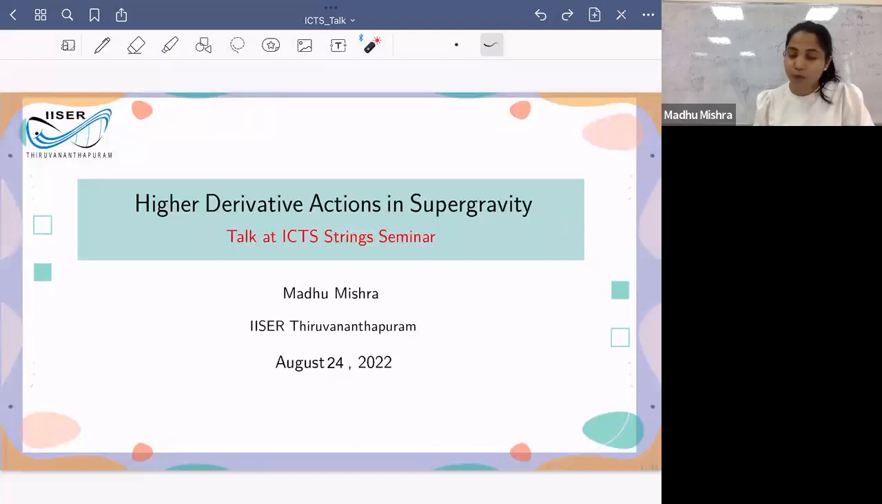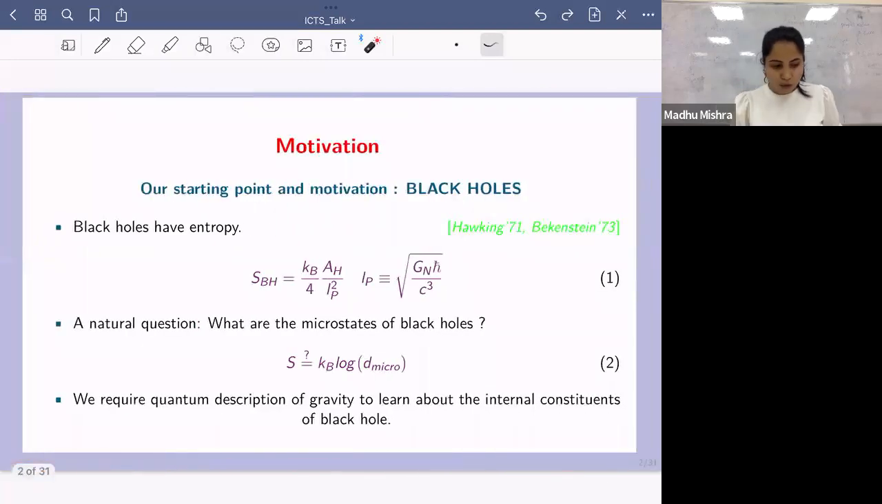But first, why do we even want to construct such actions? What is the motivation behind it? One of the primary motivations for us is black holes, because of their key property that they have entropy. In the 60s and 70s, Bekenstein and Hawking wrote down this pioneering formula for the entropy of a black hole in a semi-classical picture, where the entropy is given as k_B times the area of the horizon by 4 in Planck units. This formula is beautiful because it has all the universal constants and it relates a thermodynamic quantity to a geometrical quantity.